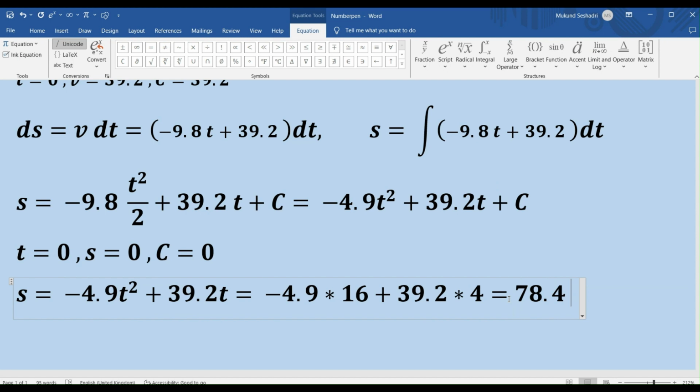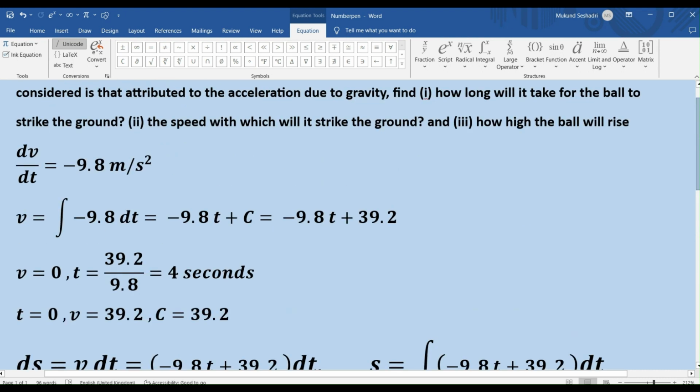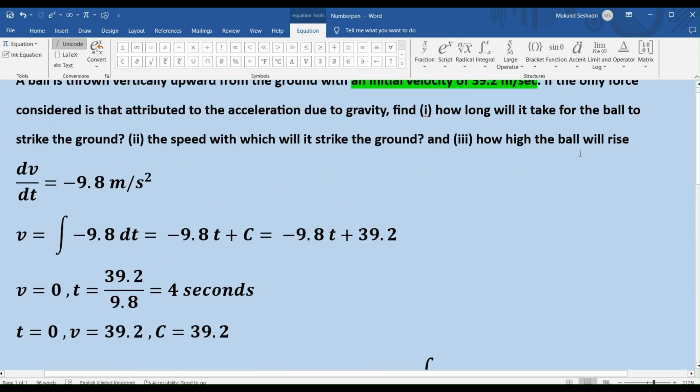And my distance is expressed in meters, so I get 78.4 meters. So in 4 seconds, the ball has traveled 78.4 meters before it hits the ground, right? So let's go back to the question and understand what all we have been asked.